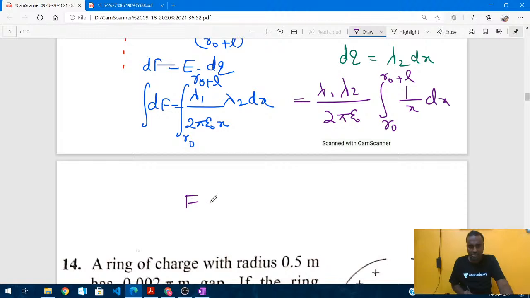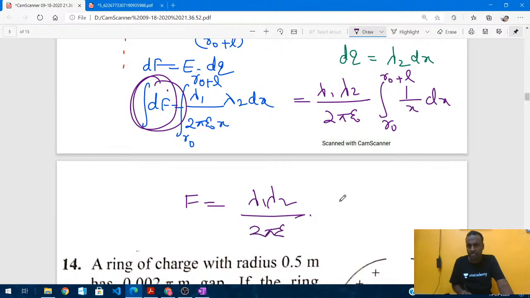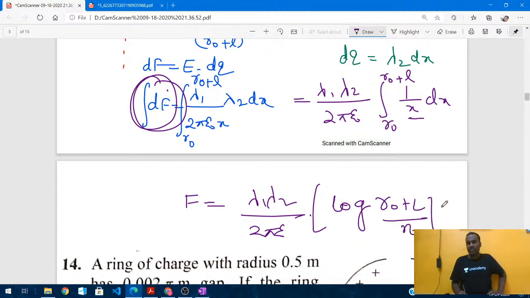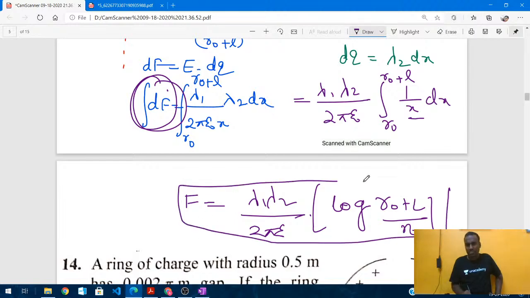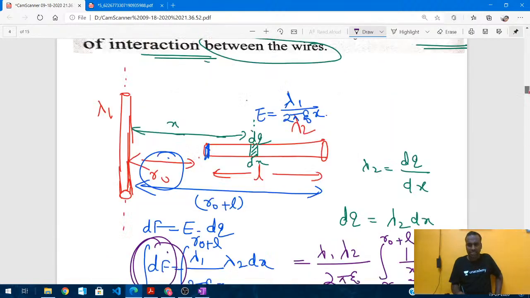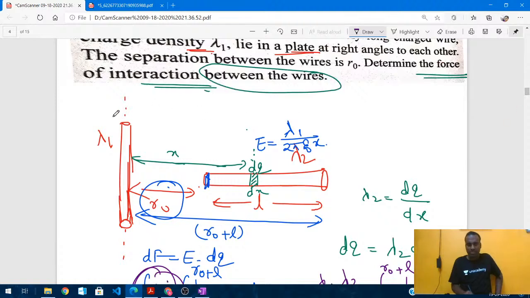So what can I write, students? The electric force, integration of dF, is the total force F, equal to lambda 1 lambda 2 upon 2 pi epsilon naught times the integration of 1 by x dx, which is log x. So log of the upper limit minus log of the lower limit: log of R0 plus L minus log R0, which is log of (R0 plus L) by R0. So this is the force of interaction. See here once: these two wires, one is an infinite line charge and the other is a rod of length L.